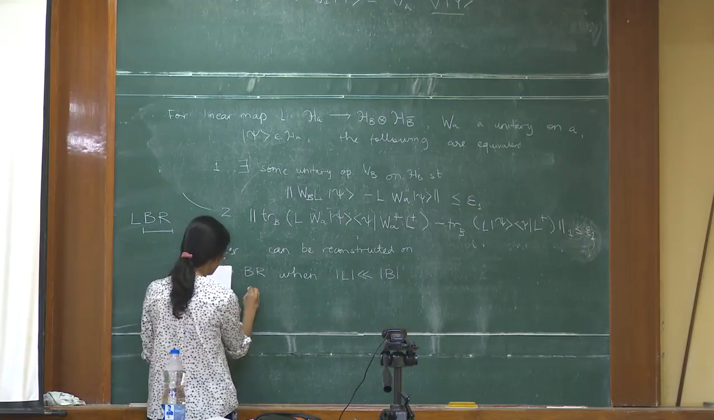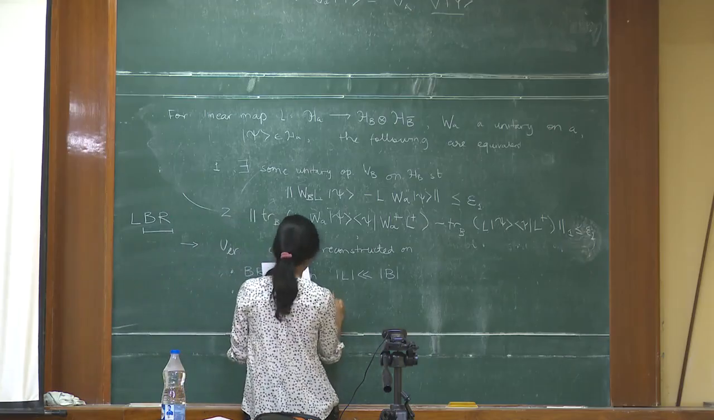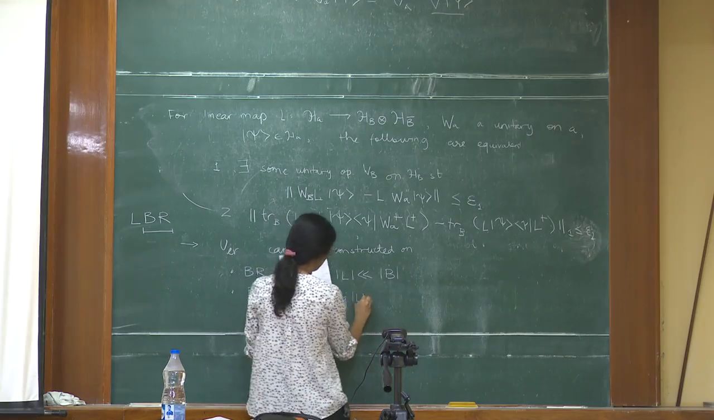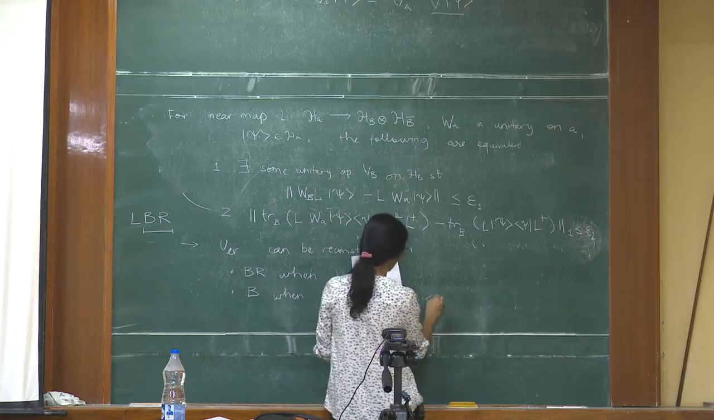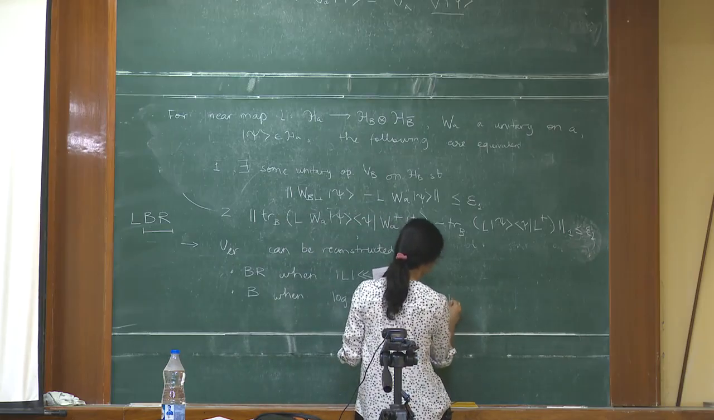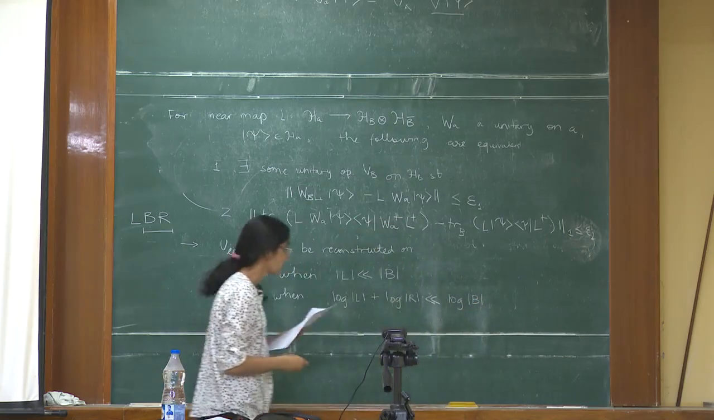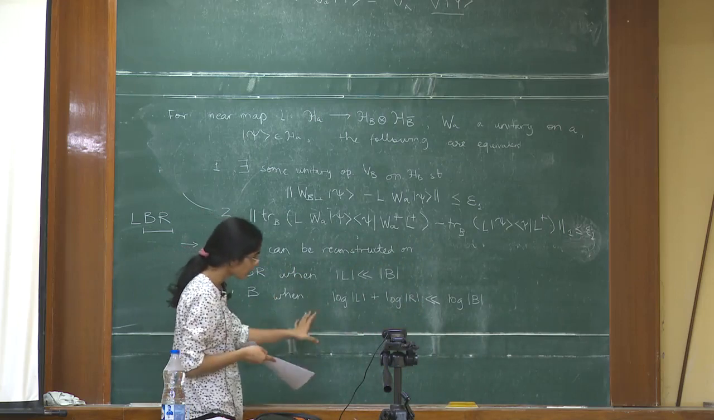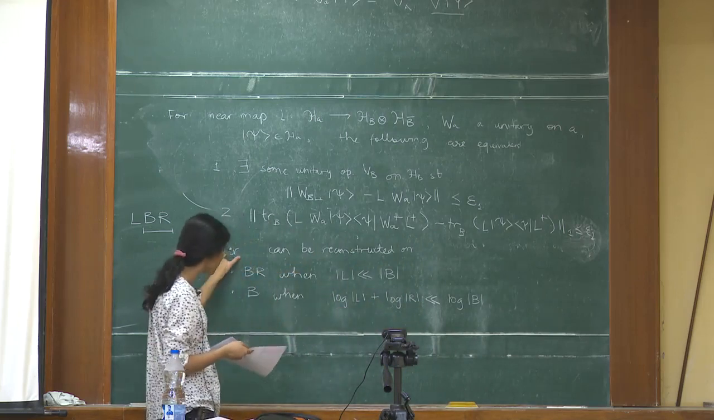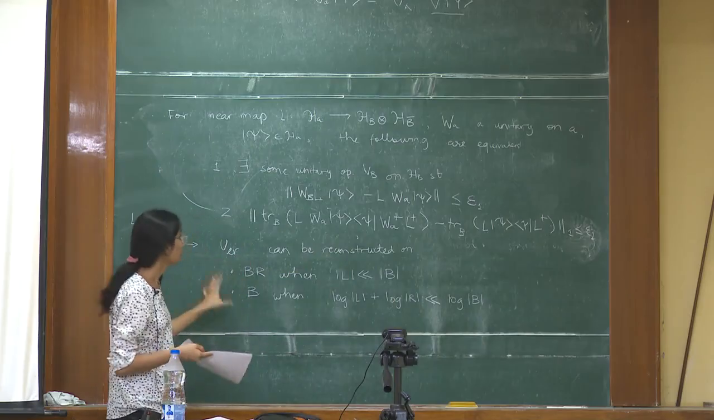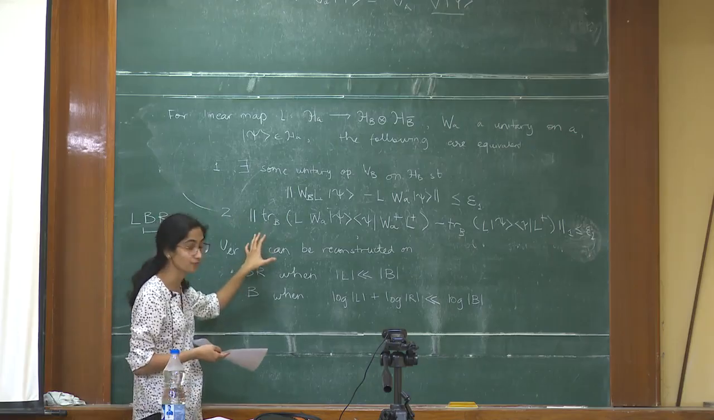And you can reconstruct on just B when log L plus log R is much less than log B. So in particular, at most times before the Page time, you can reconstruct operators which are in the interior on the black hole. Oh, and sorry, this is all for the particular choice of the Hawking state.